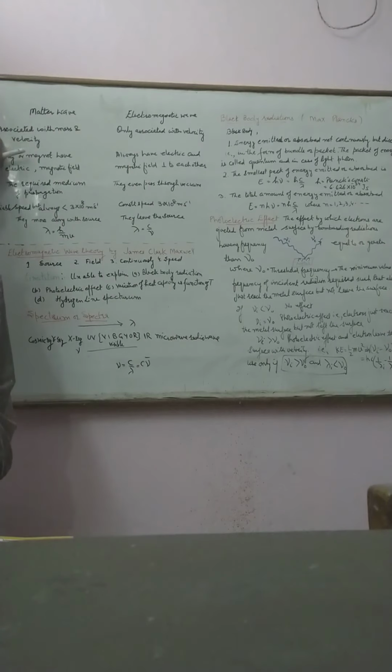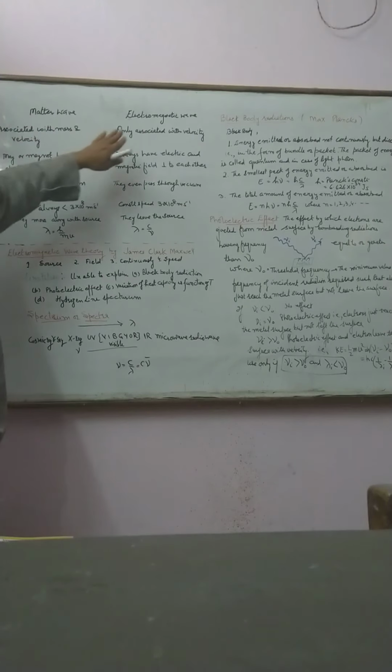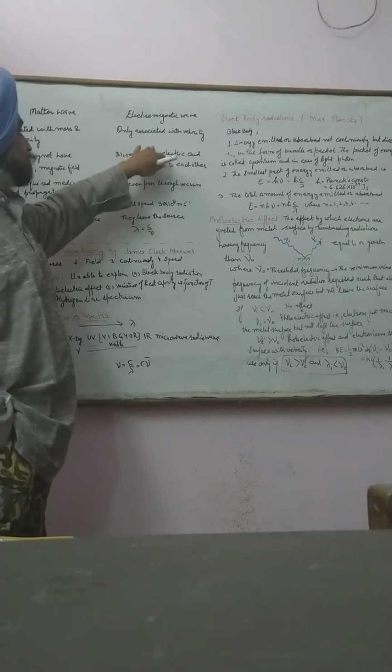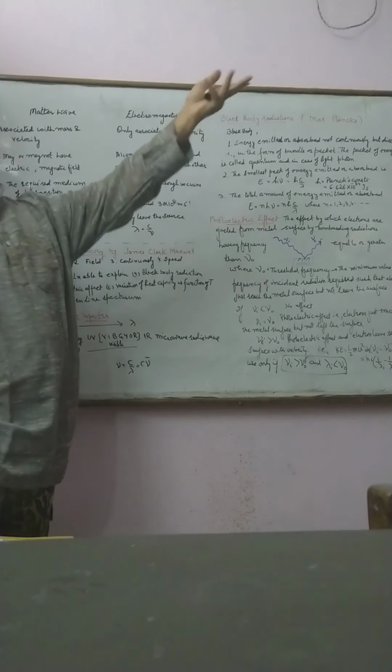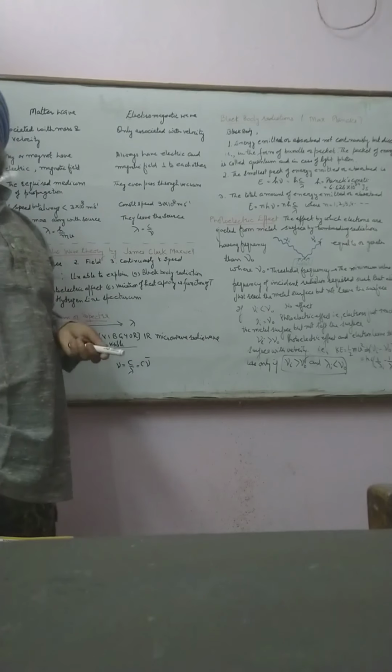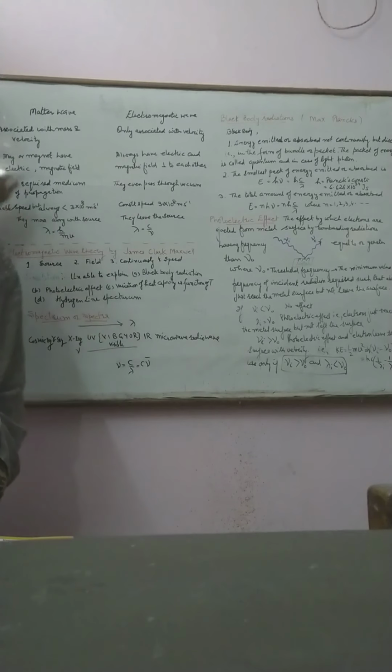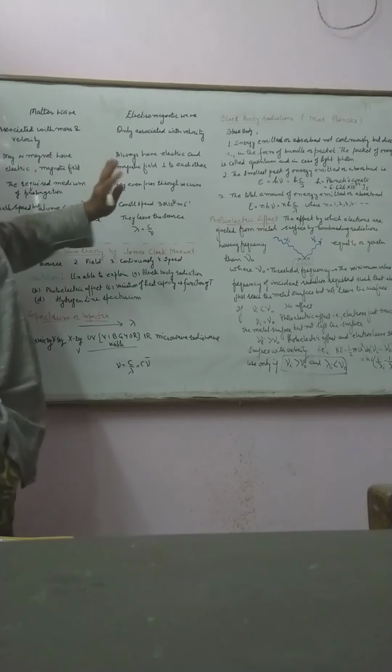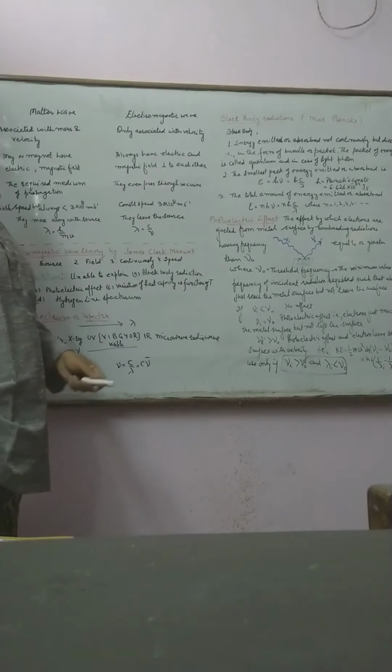So matter waves are associated with mass and velocity, while electromagnetic waves are associated with velocity, no mass, like X-rays, UV rays, infrared rays. Matter waves may or may not have electric and magnetic fields. If they are charged, then they may have an electric effect. Otherwise, no electric and magnetic field is there.